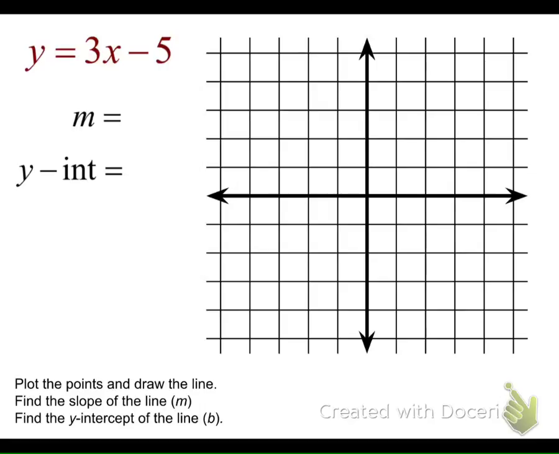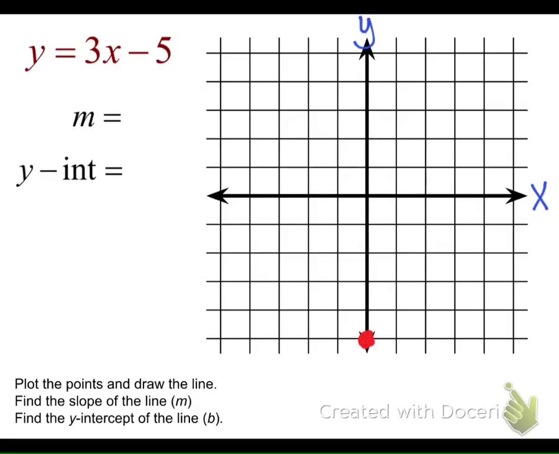So the first thing I said that you guys need to do is label your coordinate plane. So x and y. And then we're going to graph our ordered pairs. So first ordered pair is 0 and negative 5. So that means I just stay put for my x value and I go down 5 spots. 1, 2, 3, 4, 5.